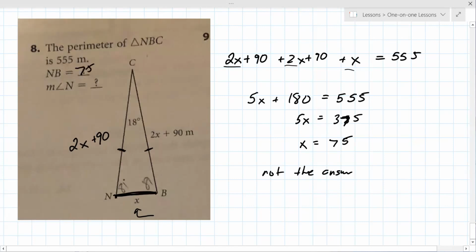If it wanted NC, what would that be? What would the other side be? I know it doesn't ask for it, but what would it be? It would be 2x plus 90. And x is 75. Mm-hmm.